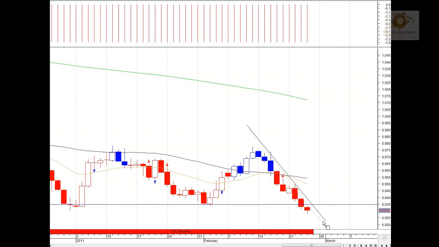Momentum wise, it's this pullback here we saw on the 21st, and then the next day on the 22nd saw further selling has confirmed a swing. So we're seeing a swing low, and now we've broken below a previous strong support level of 93500.